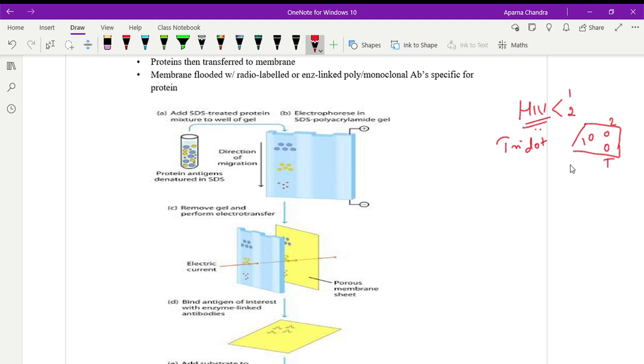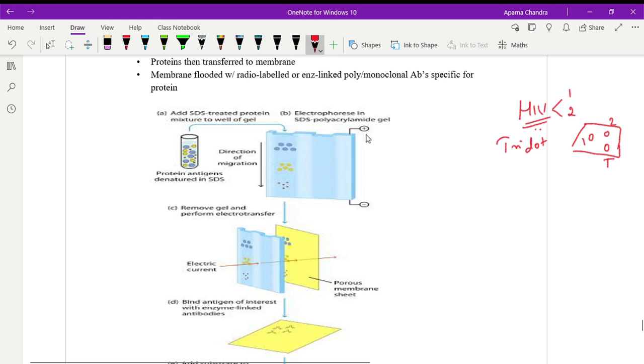But sometimes there will be false positive results, and many times false positive results are seen, especially in the case of HIV. So the doctor will never go for a rapid test kit alone and confirm that the person is positive or negative for HIV. They will advise going for the Western blotting technique, which is the confirmatory test.